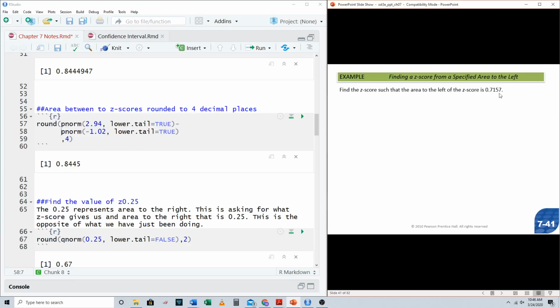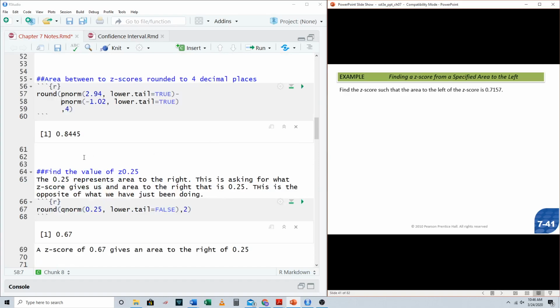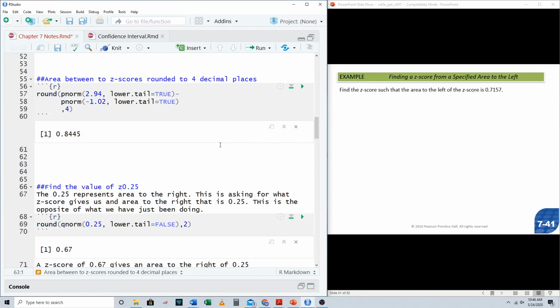Okay. Now, the question that came up next was find a specific z-score. Okay. So we're going to type this in as we go. All right. So this uses, instead of p norm, since here we're trying to find the z-score, we're not trying to find the area. They gave us the area. So we're going to use this.